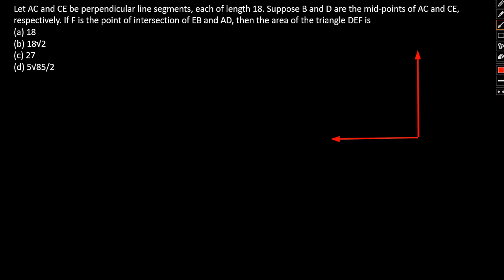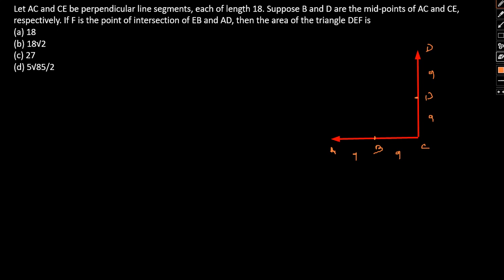B and D are the midpoints of AC and CE, so this being B and this being D. This is A, this is C, this is E. So 9, 9, 9 and 9. This is clear. Now, F is the point of intersection of EB and AD.